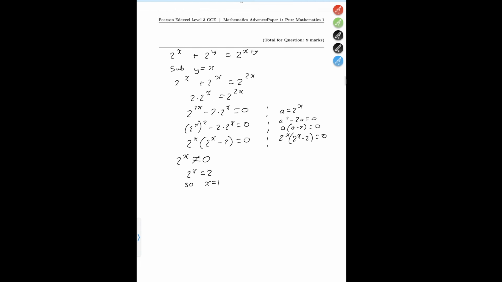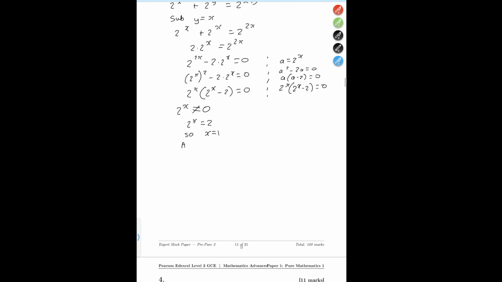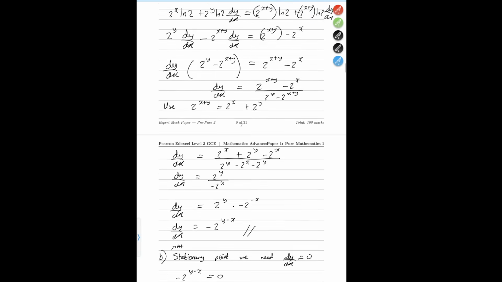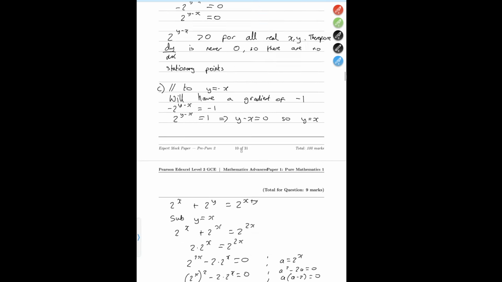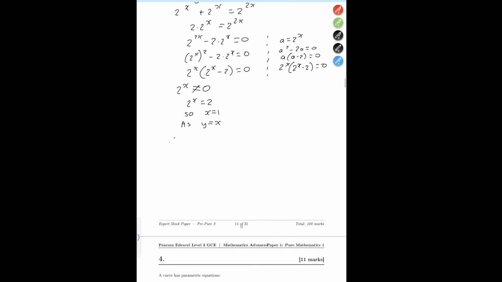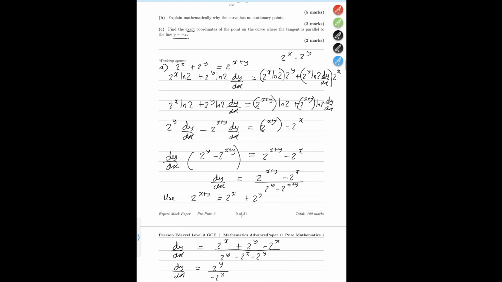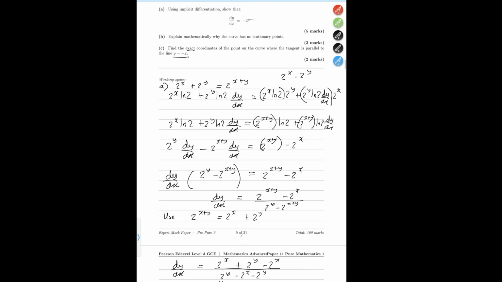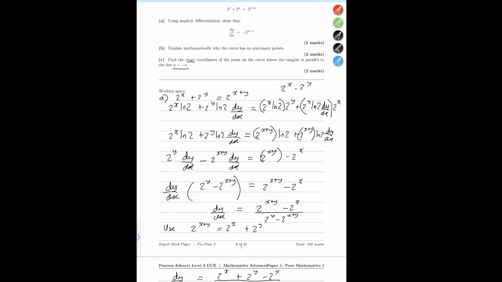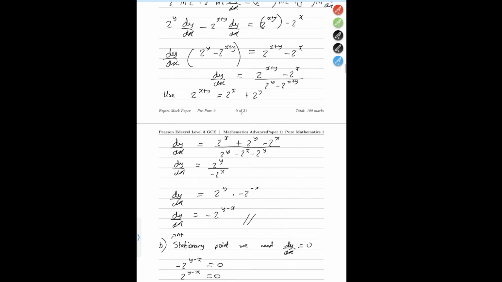And well, before we said that y is equal to x, we can say that, I think, what did it want? It wanted just the point, exact coordinates. So we can say, therefore, the point is 1, 1. Okay, so that is question 3 done. Hopefully that does make sense. So to show and explain mathematically why there's no stationary points and finding the exact coordinates of the point. Okay, so now we can move on to question 4.